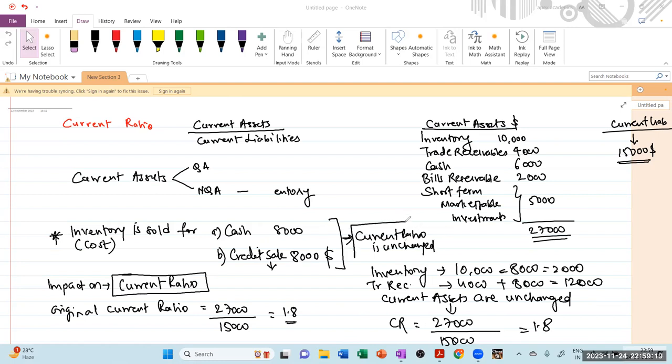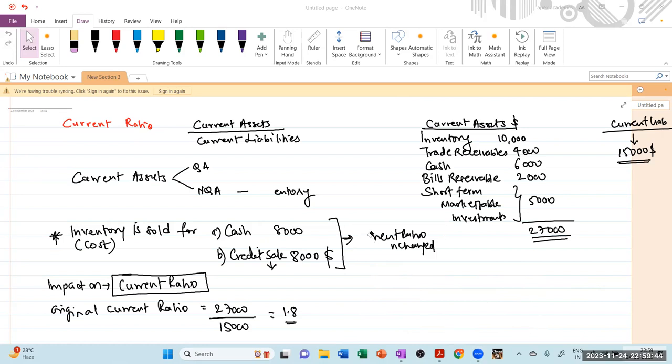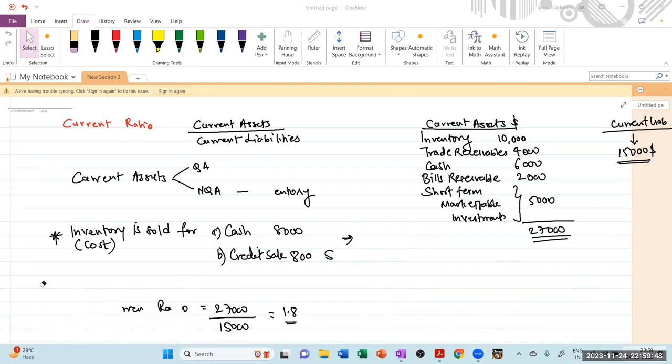In both these cases, current ratio is unchanged. I hope everybody understands this statement. Kindly give me a thumbs up if you understand this statement so that I can go to the more important portion of this discussion. A more important portion of this discussion is the following statement now that I'm going to make. I appreciate that current ratio is unchanged. Okay.